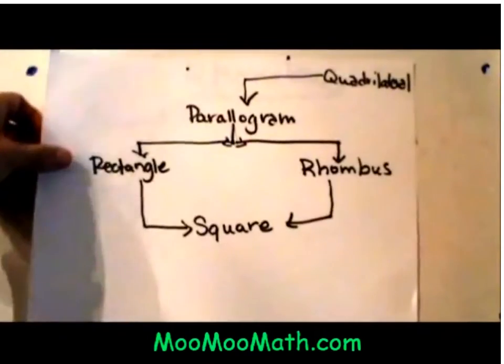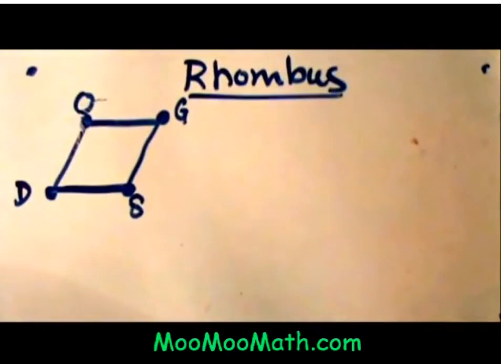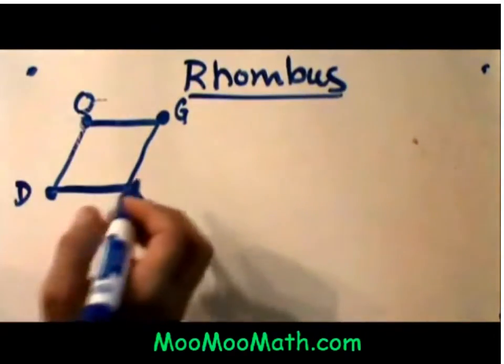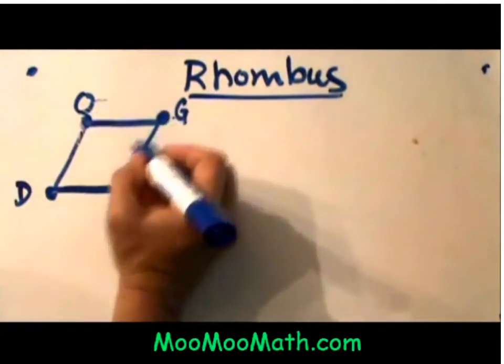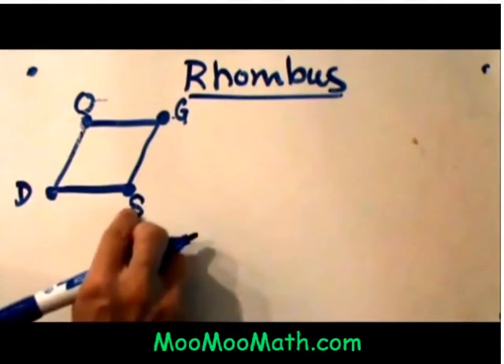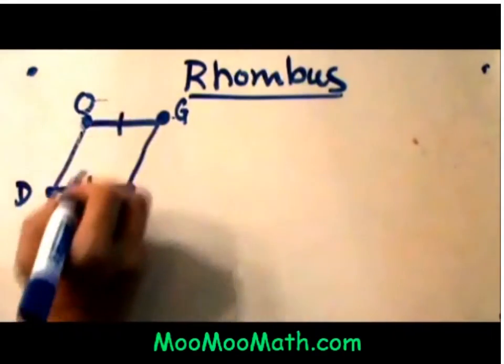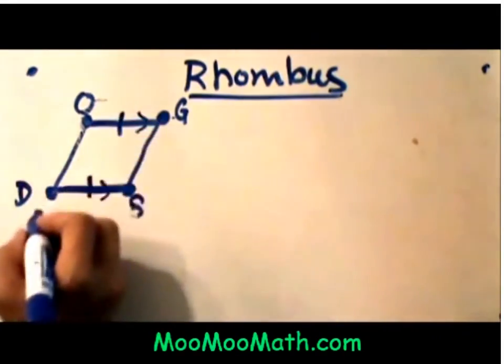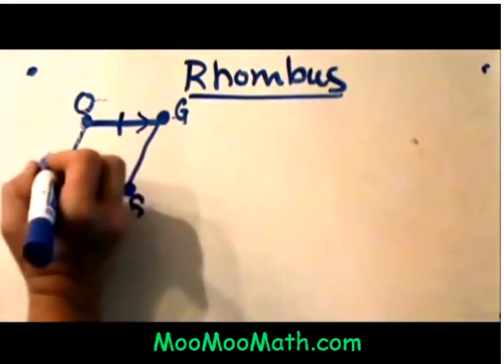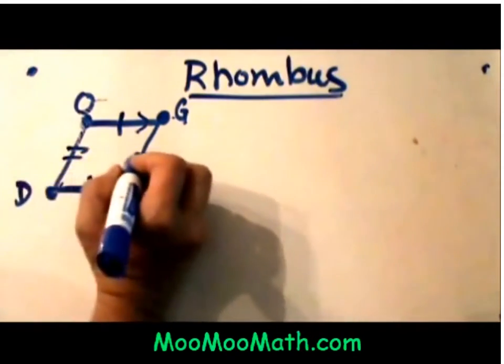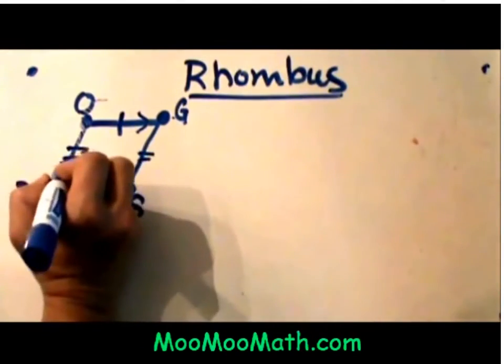Okay, since a rhombus is a parallelogram, it does have all the properties of a parallelogram. So it's got these opposite sides, OG and DS, and yes, that's an S, and these are congruent, and they're also parallel, and DO and SG are also congruent to each other, and they're also parallel.